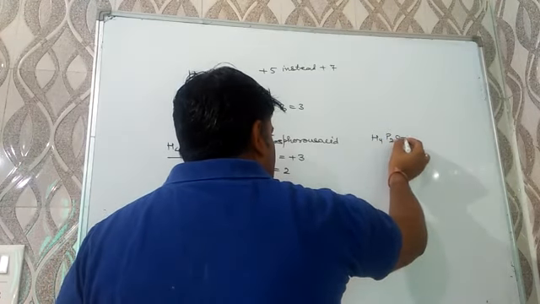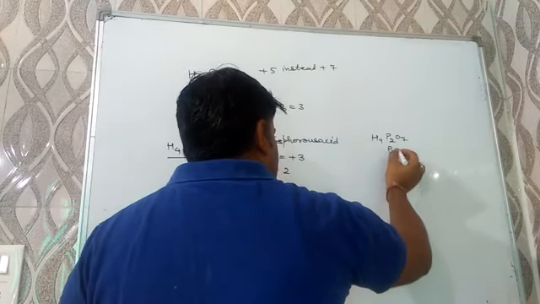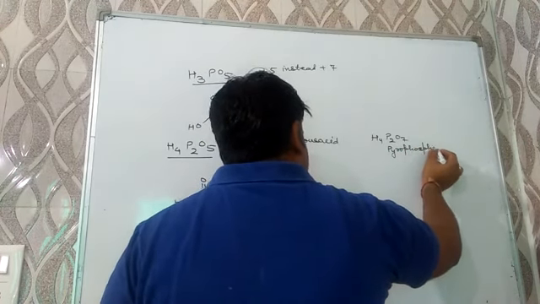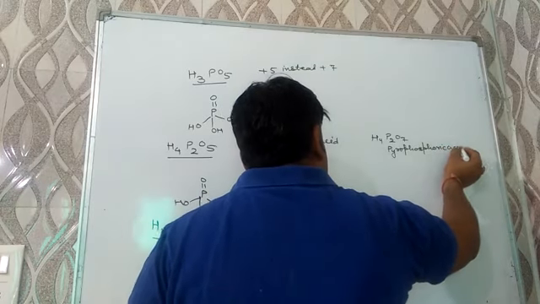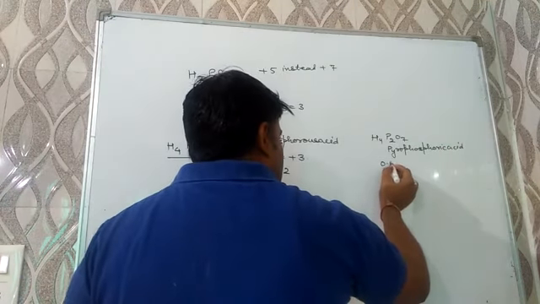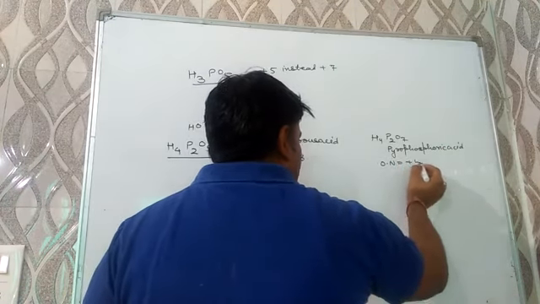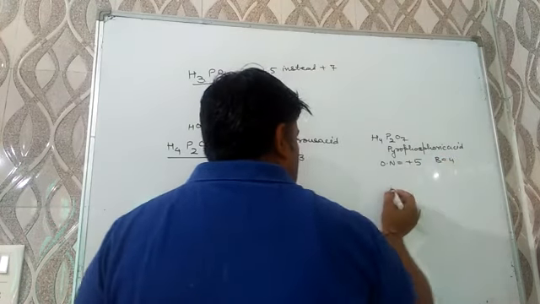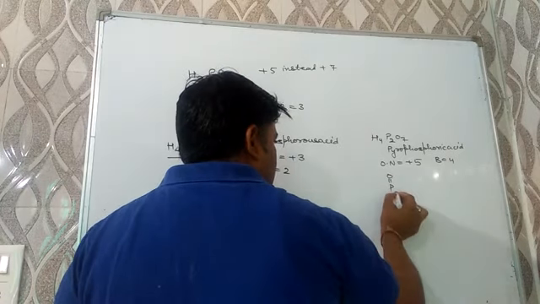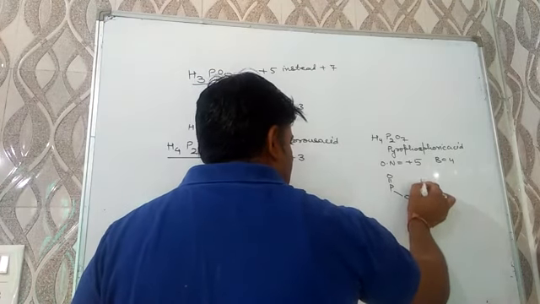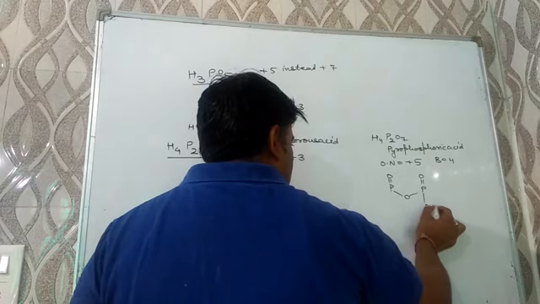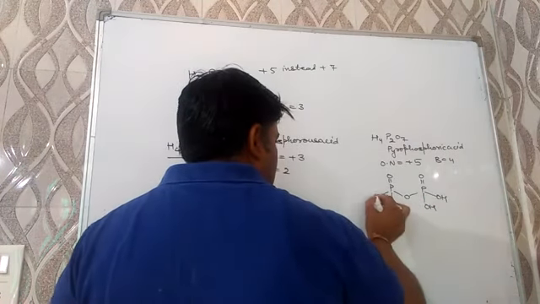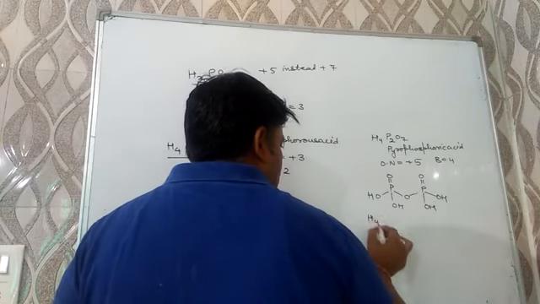Next oxo acid of phosphorus is H4P2O7. Name is pyrophosphoric acid. Oxidation number +5. Basicity 4. Structure will be P double bond O, one oxygen between two phosphorus atoms, P double bond O, OH, OH, OH, OH.